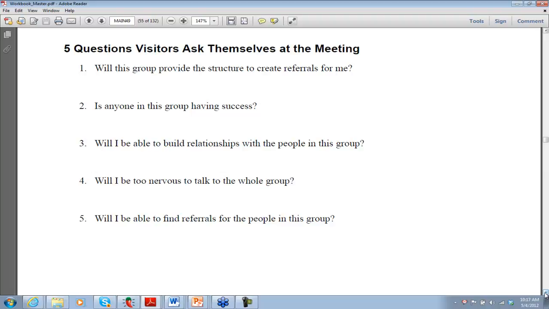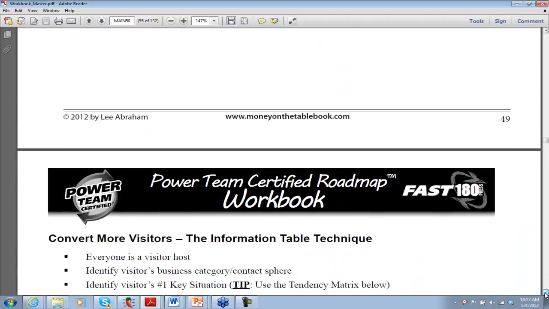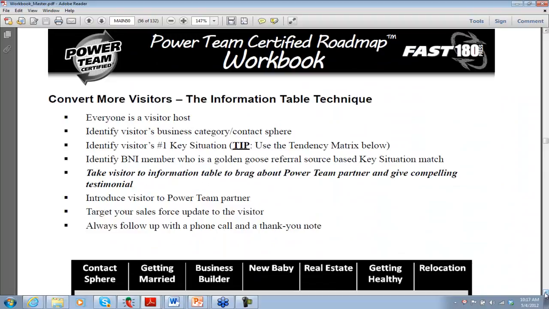So these are the 5 questions visitors ask themselves at the meeting that I'm hoping you'll be able to give them the right answers that they can arrive at themselves by using some of these techniques that we're talking about. So I'm going to wrap up this section, quickly go over the information table technique. It's a lot of intentional focus and activity to get a visitor to attend.